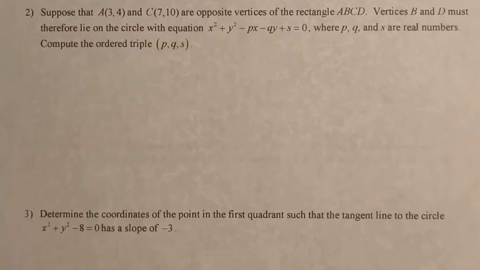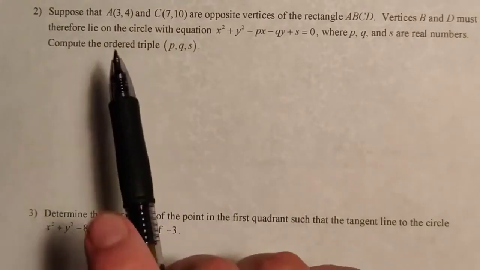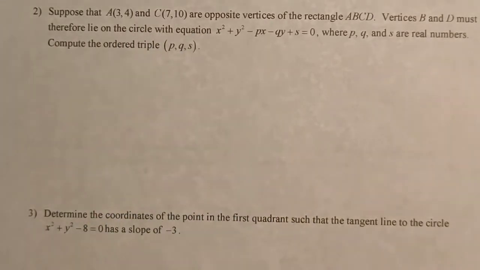All right, now let's have a look at these problems here. So this problem here comes to us from a node Armel. Suppose that these 2 points, A (3, 4) and C (7, 10), are opposite vertices of the rectangle ABCD. Vertices B and D must therefore lie on a circle with the equation x² + y² + px + qy + s = 0, where these are all real numbers. Compute the ordered triple (p, q, s).